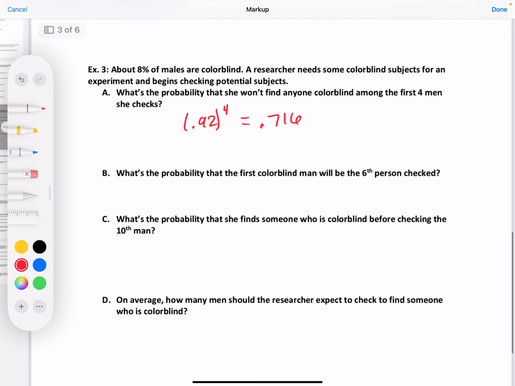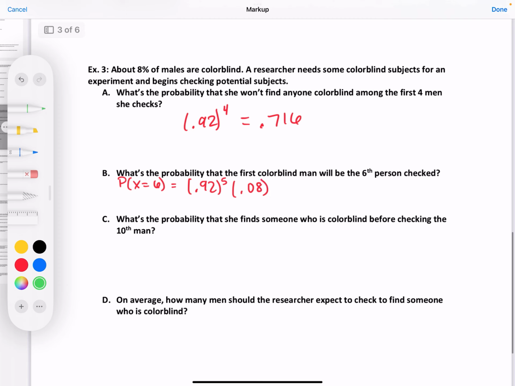So then, what is the probability that the first colorblind man will be the sixth person checked? So, again, we can do this by hand or calculator. By hand, the probability for x being equal to 6. So, we have 5 failures, then a success. So, 0.92 raised to the 5th times 0.08.